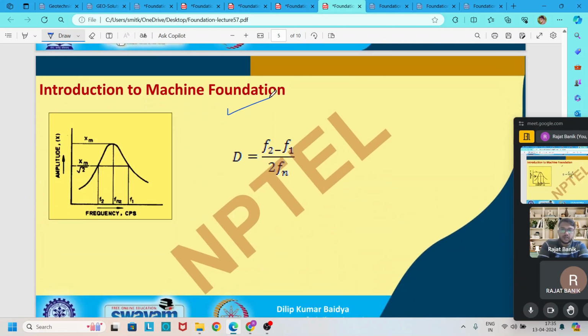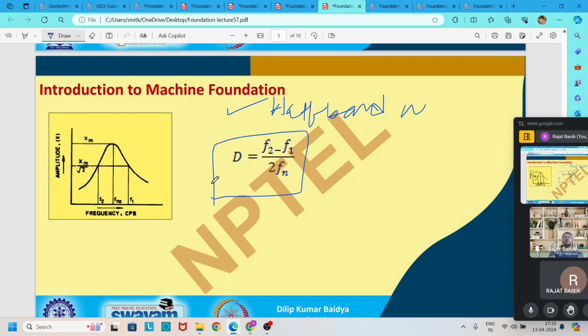Then we use the half bandwidth method. This is called the half bandwidth method. By this half bandwidth method, we easily find out the damping ratio. You can see that the amplitude of the system versus frequency curve is like that. It first goes upward, then it reduces downward, and this happens due to the resonance. And this frequency is called Fn. So to find out the damping ratio, we need to average this frequency.